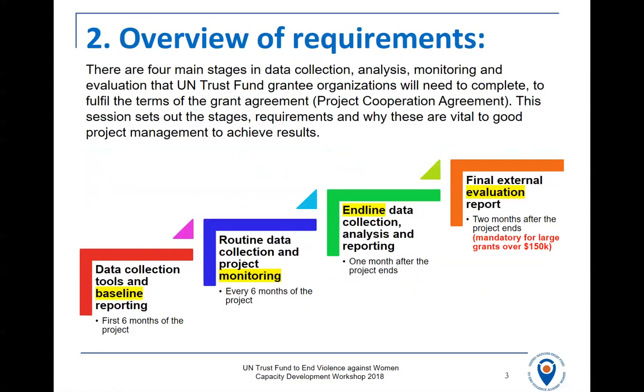In our project management for the Trust Fund projects, we generally see that there are 4 main stages in data collection, as set out in this picture. In the first stage of the project, you will design how you will collect data to monitor your project and collect the baseline. And then during the project, you will monitor the project routinely, which is every 6 months is the requirement for us, but you can do it more often, obviously, if you wish.